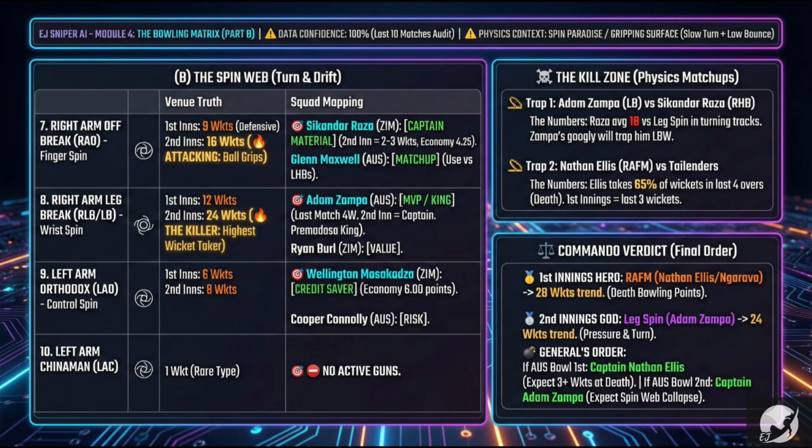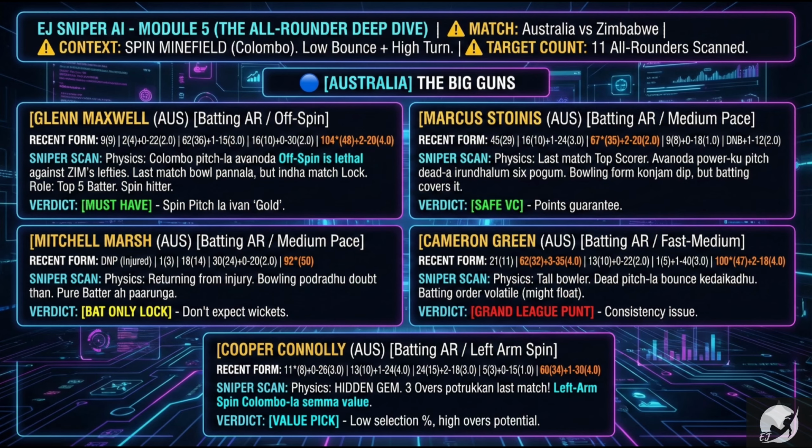The sniper's command is specific. If Australia bowls first, Captain Nathan Ellis for death wickets. But if Australia bowls second, Captain Adam Zampa. He will run through the lineup. Sniper. Deploy the heavy artillery.